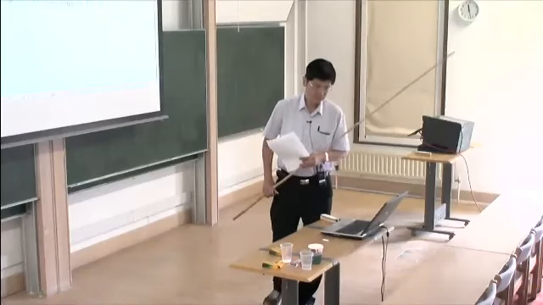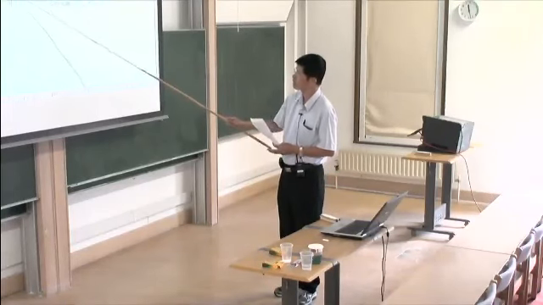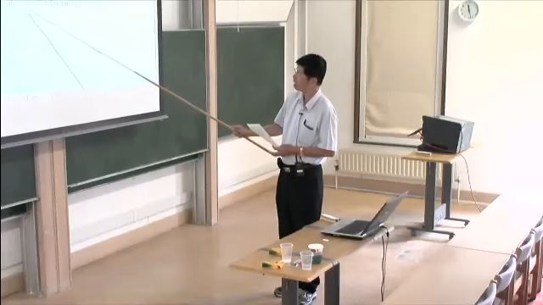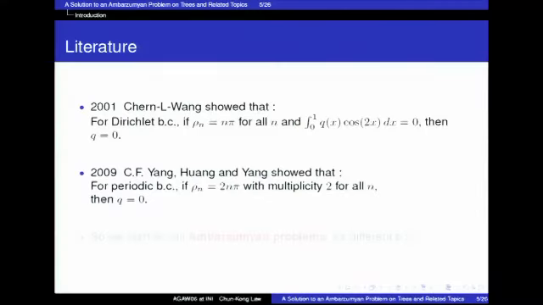And recently, 3 mathematicians from China showed that for periodic boundary conditions, if we know that this rho_n is 2n pi with multiplicity 2, then the potential function has to be 0. Of course, this is on a finite interval. So in fact, this classical Ambarzumyan theorem, I would like to call Ambarzumyan problems. For different boundary conditions, they are distinct, and there are interesting results on them.